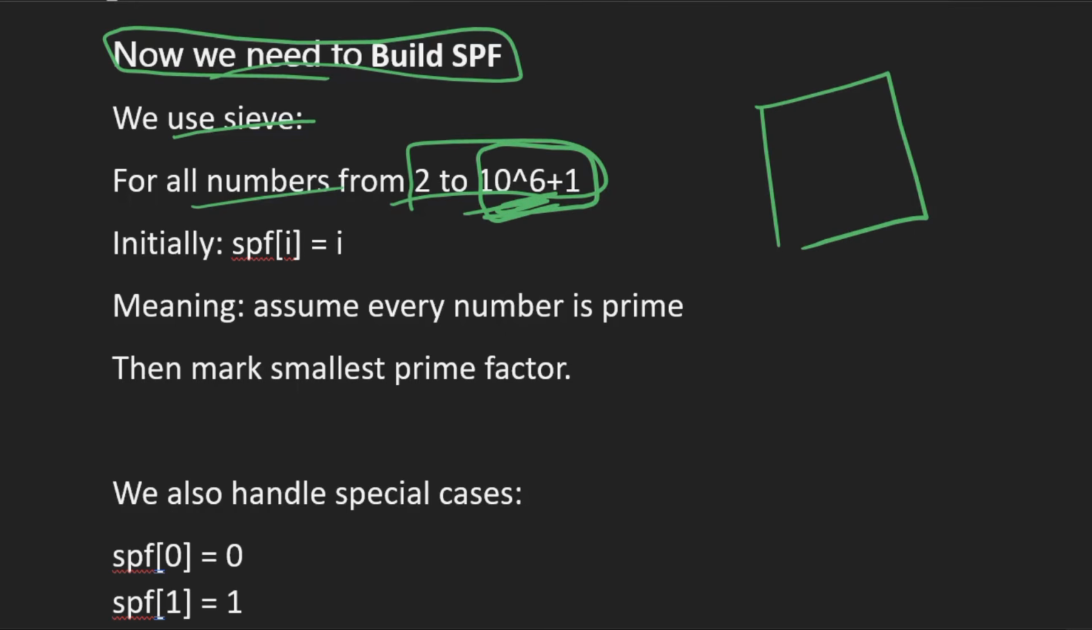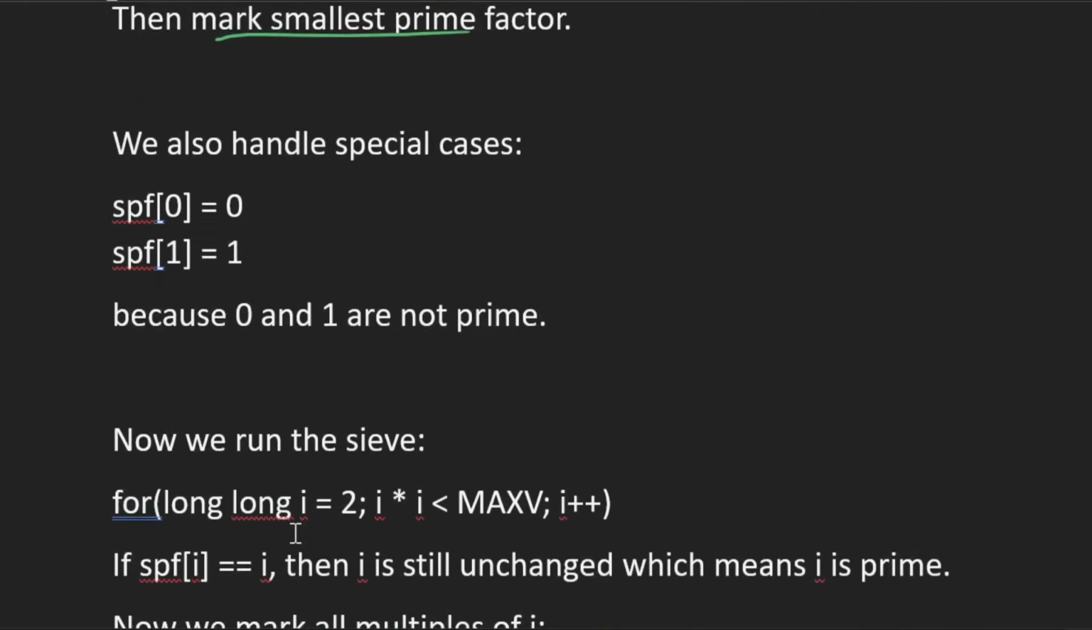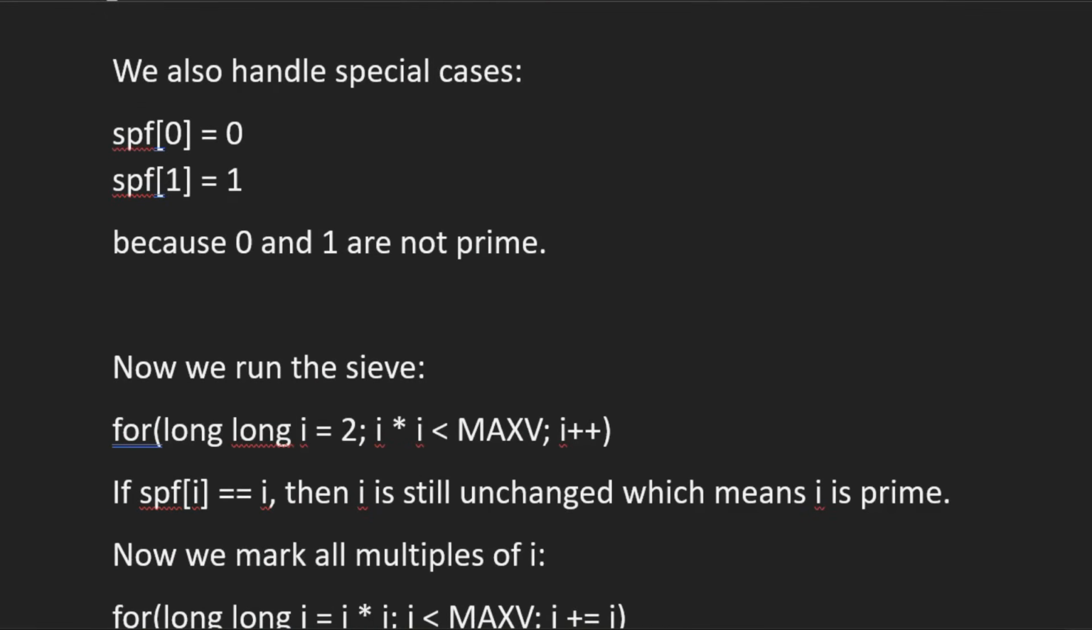So initially what we will do is we'll declare SPF of i is equal to i. That means we are assuming every number is a prime number and marking the smallest prime factor as itself, right? And next we'll handle the special cases, that is SPF of 0 and 1 are not prime. So SPF of 0 is 0 and SPF of 1 is 1, right? So these are the special cases. Then we start from 2.